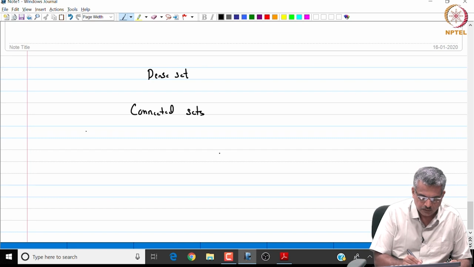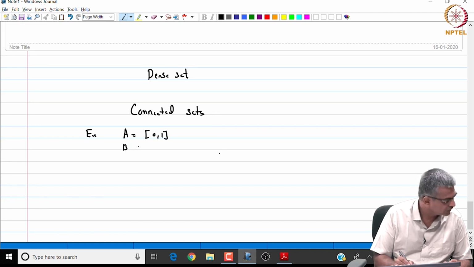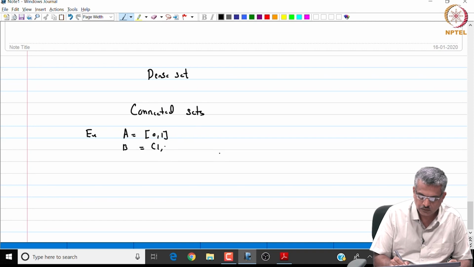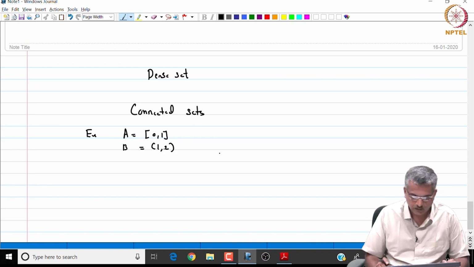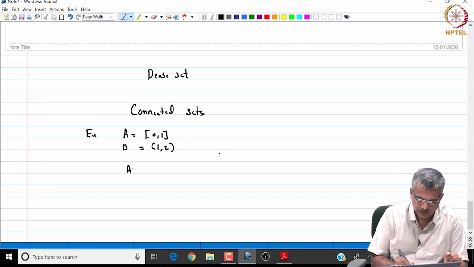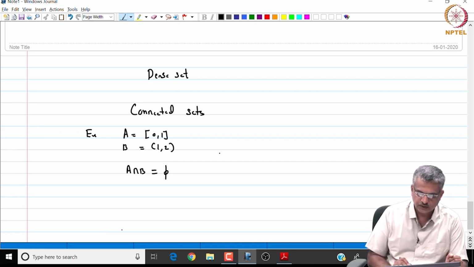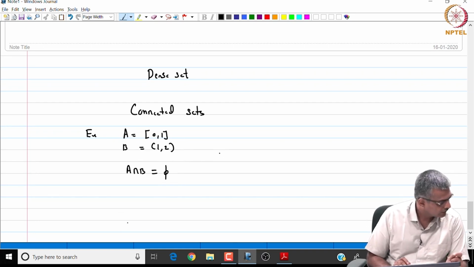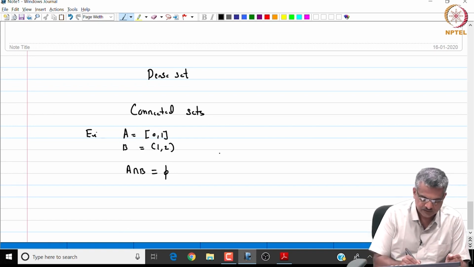So, I have an example. Let me take A as 0 1, these are sets in R, and B as 1 2, right. Now, what can you say about A intersection B? It is a null set, because 1 does not belong to the set B, whereas 1 belongs to A, right. So, their intersection is the empty set. Now, let us take one more example. We will call this example 1.